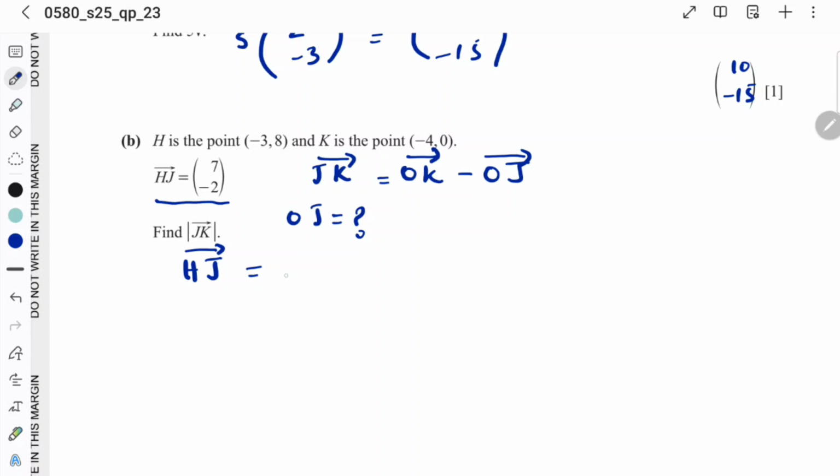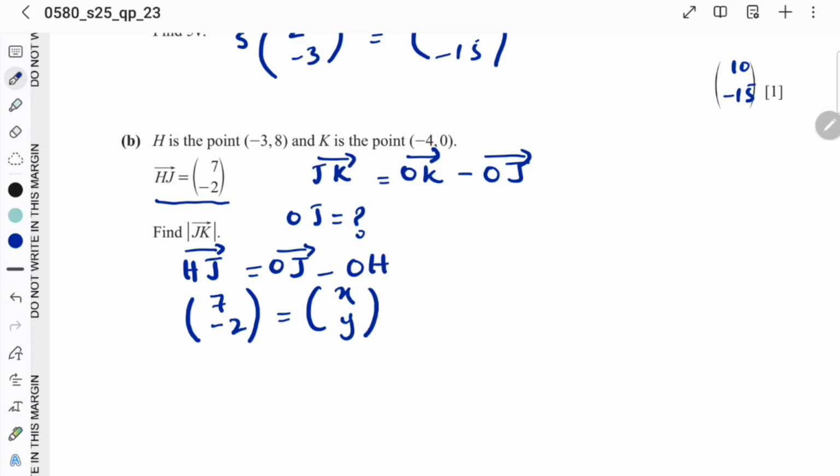HJ is equal to OJ minus OH. That is 7 minus 2 given in the question, which equals x and y. I'm taking J as minus 3, 6. This then is 3 and 8. Sorry, minus 3 and 8. This is the number. So x plus 3 and y minus 8.